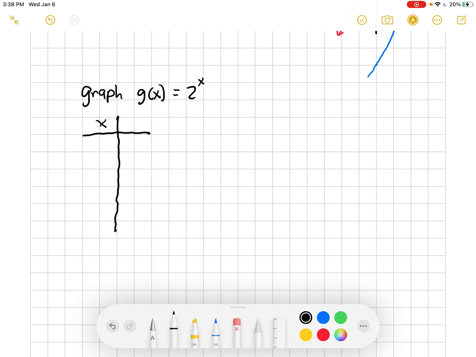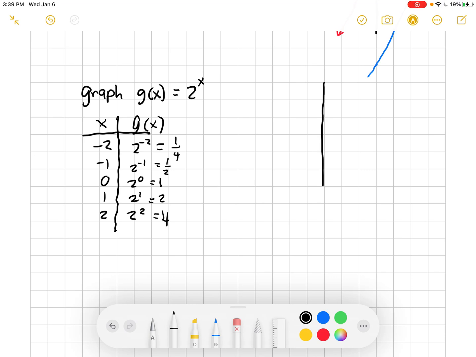So we get x, g of x. 2 to the negative 2 would be 1 over 4. 2 to the negative 1 is 1/2. 2 to the 0 would be 1. 2 to the first is 2. And 2 to the second is 4. We can plot said points and create our graph.